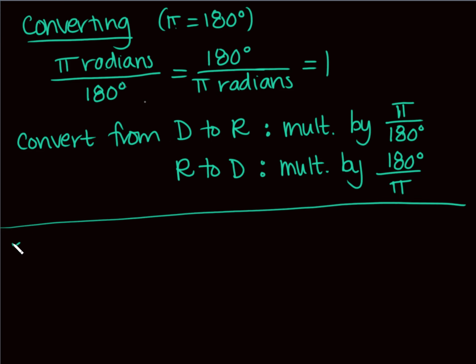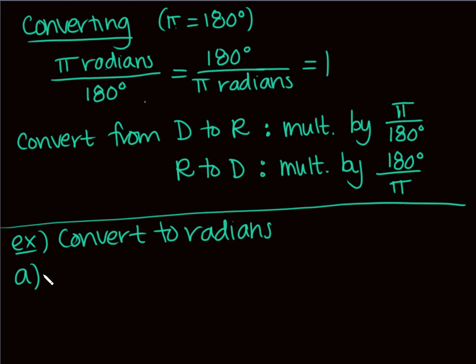So let's convert. Example: convert to degrees. Usually, if you can, what I would like you to do is leave it in terms of pi, but you're not always going to be able to do that. Let's start with something like, I don't know, what about that 7 pi? Let's look at 7 pi over 3. Okay, so 7 pi over 3, I want to convert it. It's already in radians, Sarah.